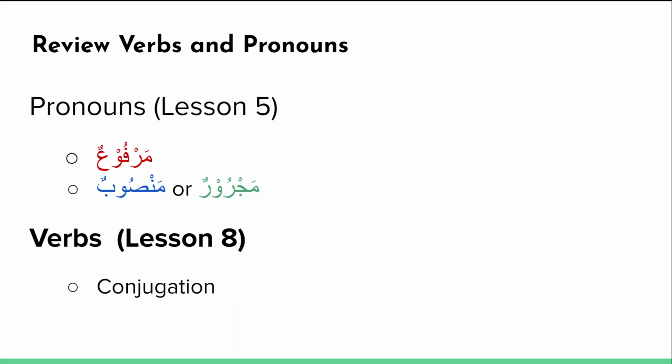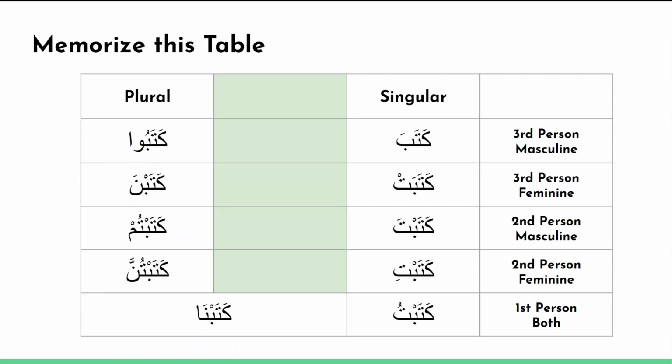Okay, so that's the pronoun tables. We also covered verb conjugation. Now, verb conjugation, we said there's a table depending on who the subject of the verb is. So if the verb is performed by a man or a woman, by a group of men, a group of women, if it's performed by you all, you change the form of the verb by adding the appropriate suffix to the verb. So let's take a look at that table.